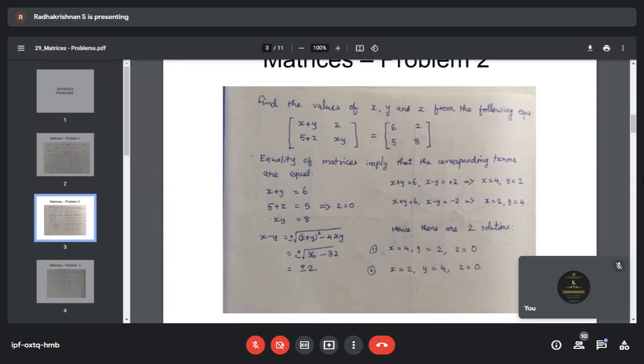We can also verify: x plus y equal to 6 and xy equal to 8. 4 and 2, 4 plus 2 is 6 and 4 into 2 is 8. And z is 0, so that's very easy. So these are the two solutions, 4, 2, 0 and 2, 4, 0.